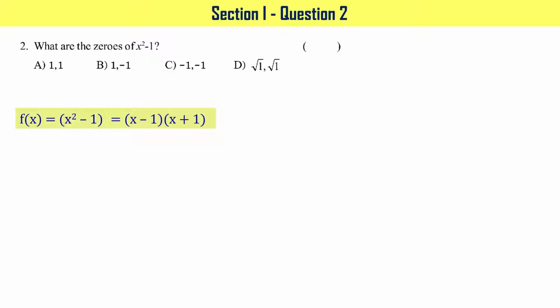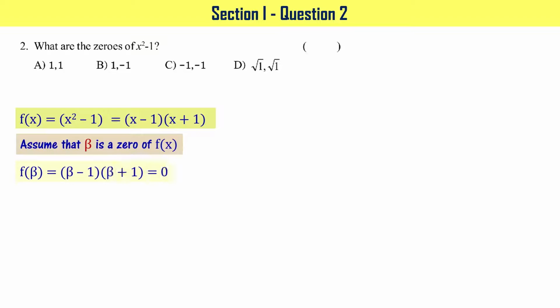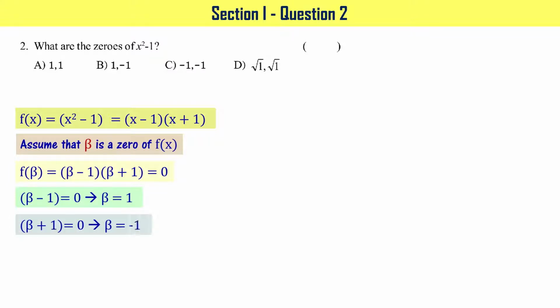Now, let's assume that beta is the 0 of f of x. It means f of beta is going to be equal to 0, right? F of beta equal to beta minus 1 times beta plus 1 equal to 0. This particular equation holds true when beta minus 1 equal to 0. It means beta is going to be 1. And when beta plus 1 equal to 0, it means beta is going to be minus 1, right? So 1 and minus 1 are the zeros of f of x equal to x square minus 1. To answer the question, choice B is the answer.